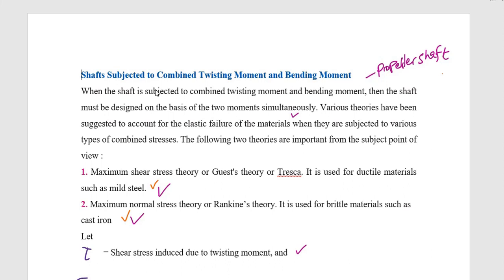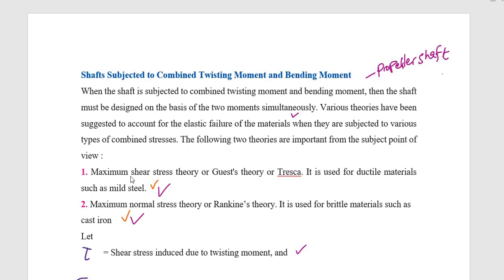moments. So when a shaft is subjected to combined twisting moment and bending moment, then the shaft must be designed on the basis of two moments simultaneously, as we have already said. Various theories have been suggested to account for the elastic failure of materials when they are subjected to various types of combined stresses. And the following theories are important from this point of view.